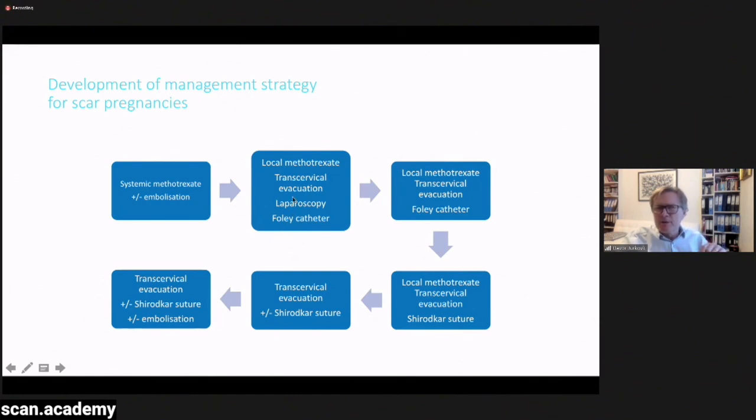I dispensed with laparoscopy very quickly because there's no need to do laparoscopy if you use ultrasound in theater. I used a Foley catheter at the beginning, as most people do. It's easy and it's accessible. I found it very hard to dispense with methotrexate because everybody likes methotrexate. So I continued with local methotrexate for a while. I realized it's useless, doesn't make any difference, doesn't make the operation easier or reduce the blood flow. And then I dispensed with the Foley catheter.